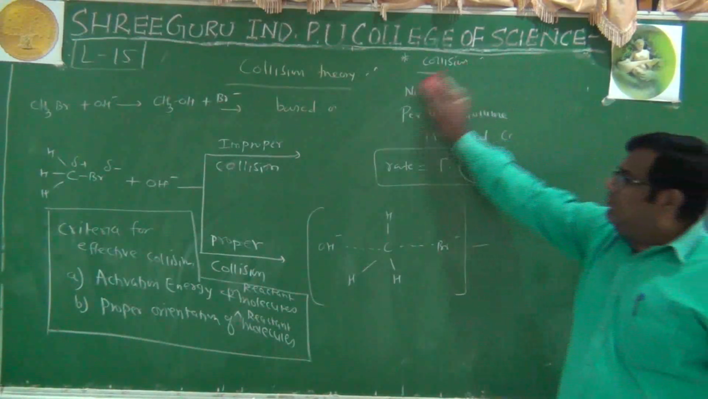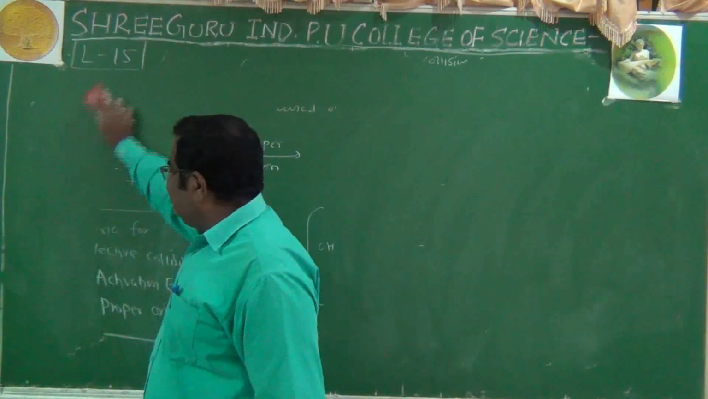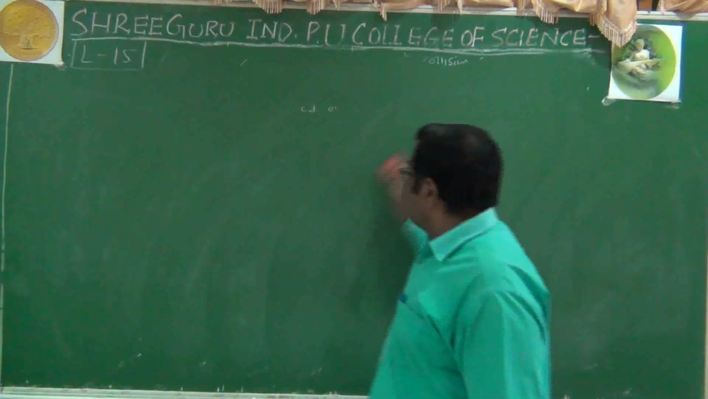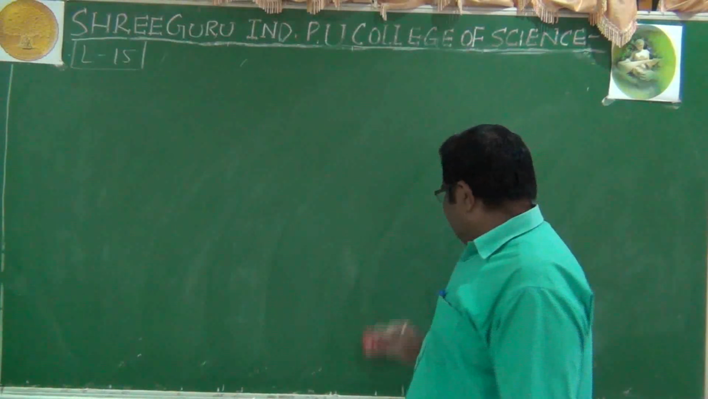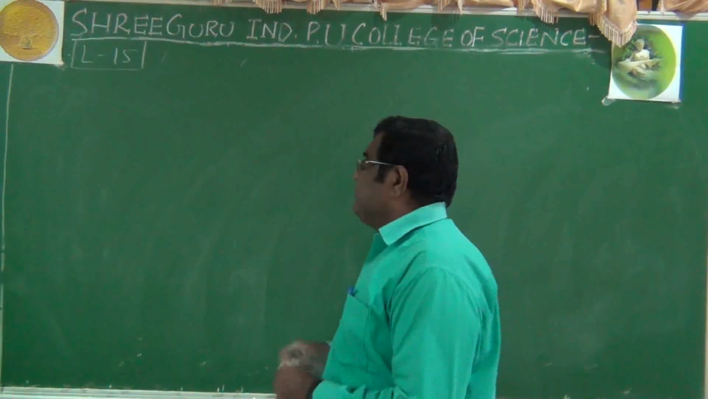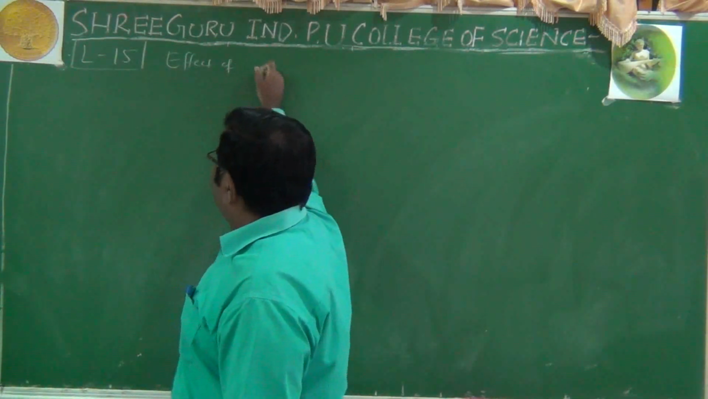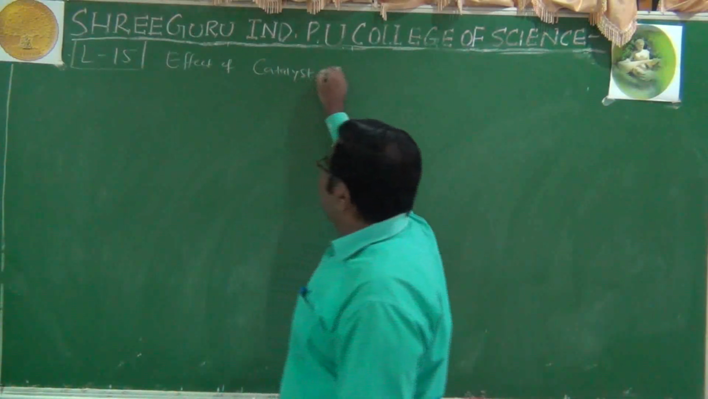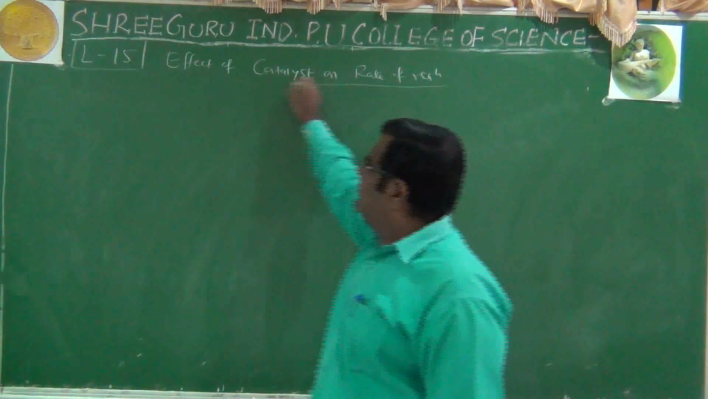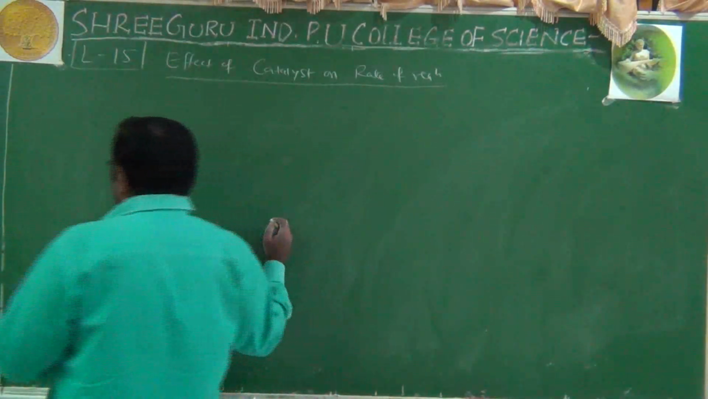Now the next part, actually the last theoretical part, is the effect of catalyst. That also question can be asked for 2 marks. Effect of catalyst on rate of reaction. Again I will write 3-4 important sentences here.